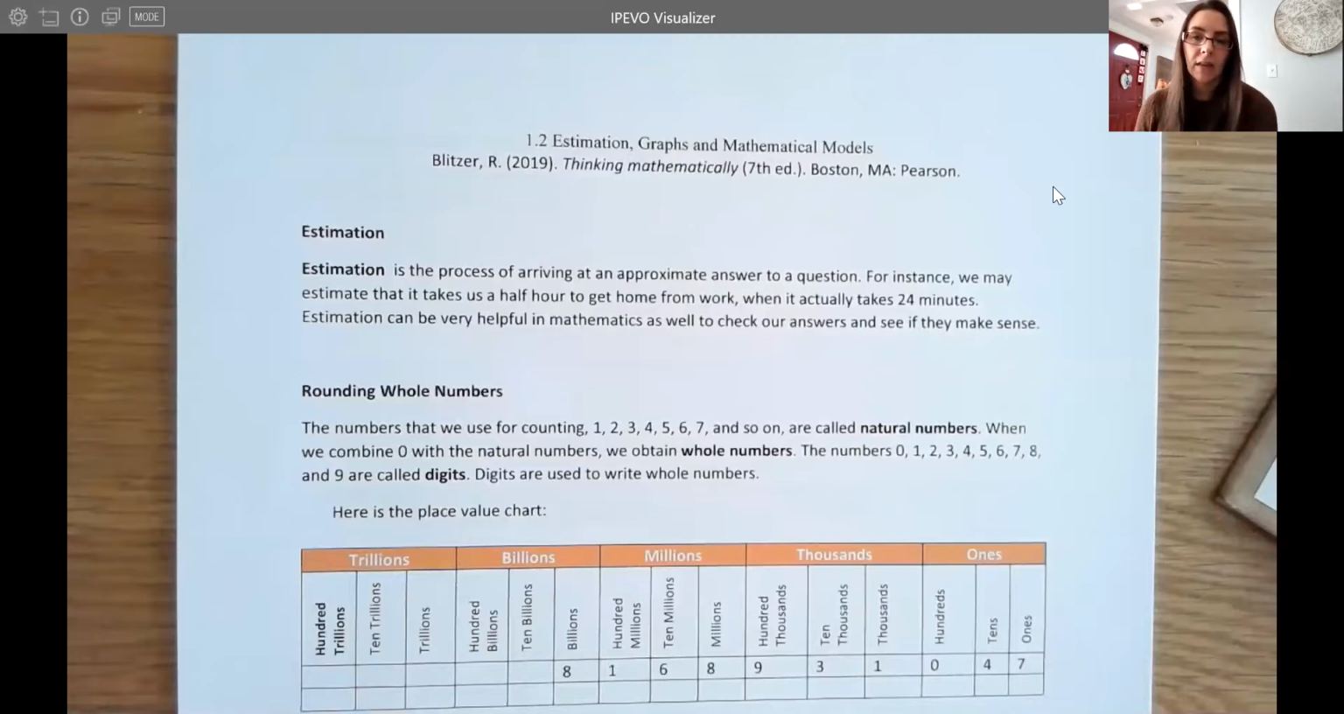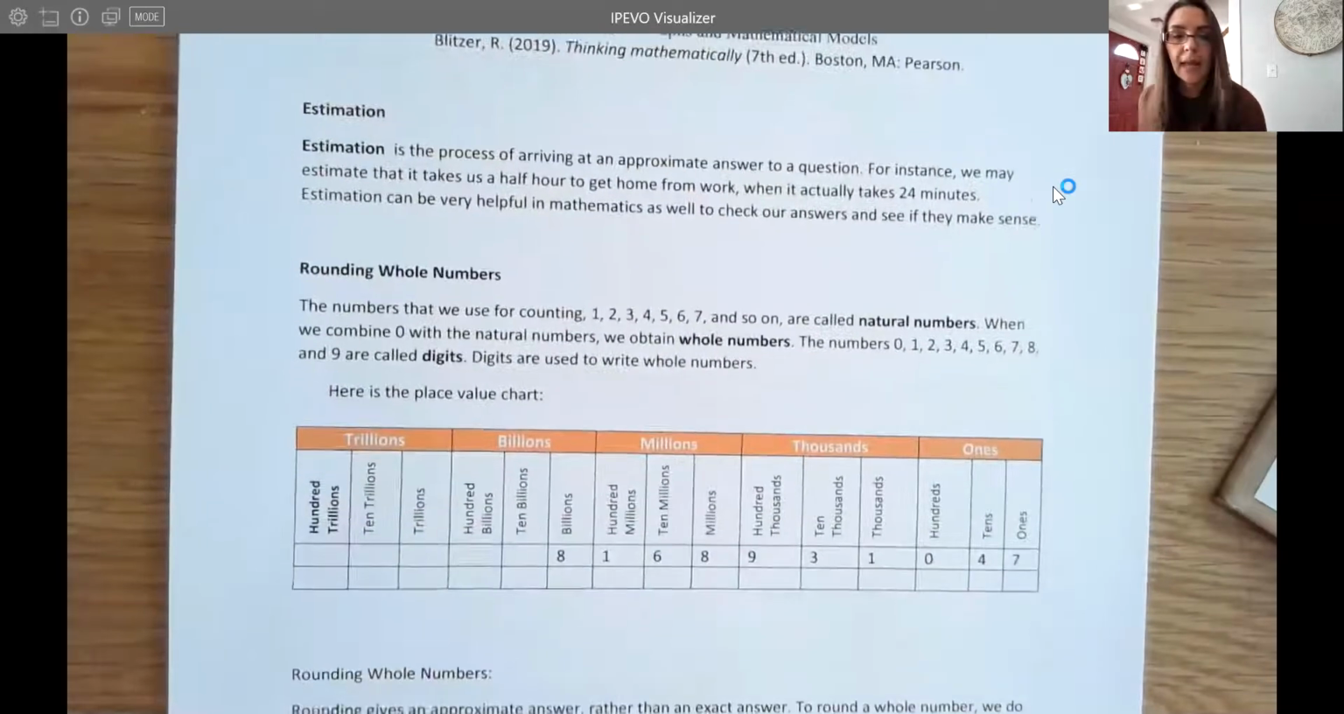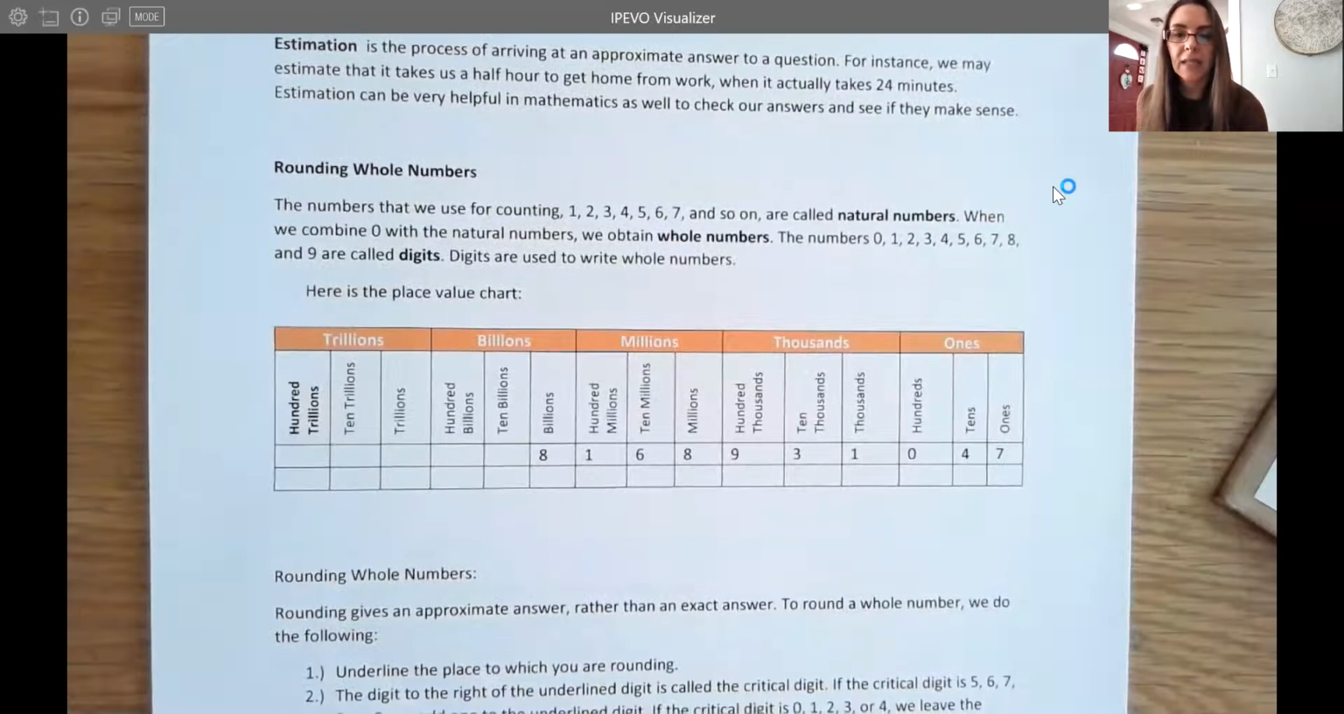So estimation gives us a quick way to get a ballpark answer to see if our technology steps or our calculations make sense, or also to give us a rough estimate if we need to make a quick decision. To estimate, we do need to know how to round. Estimating is basically just a rounding tool. It's a way to round.